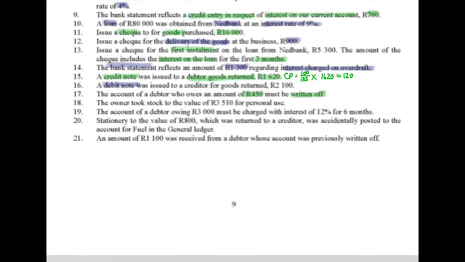Number 18, almost halfway. The owner took stock to the value of 3,510 for personal use. So 3,510 taken by the owner. Remember, when the owner takes anything, that is known as drawings. So my account to be debited is drawings, and trading stock is decreasing on the credit side. So credit in assets causes a decrease in assets. Drawings causes a decrease in owner's equity as well for 3,510. And the journal to be used is called the general journal.